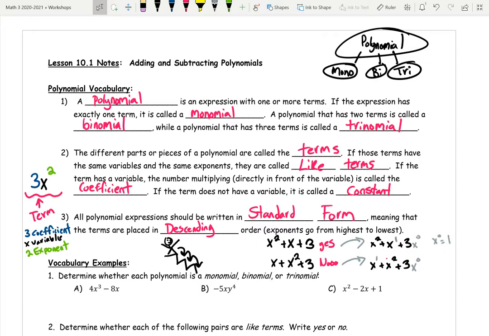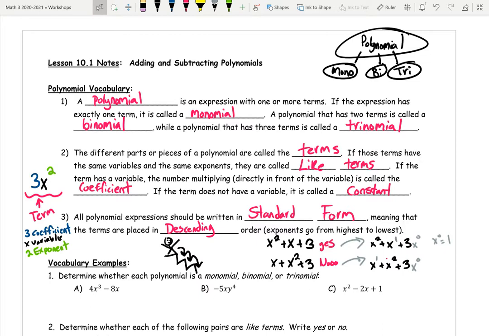A polynomial is an expression with one or more terms. If it has one term, it is a monomial. If it has two terms, it's called a binomial. And if it has three terms, it's a trinomial. So I just really need you to know that all of them are considered a polynomial. A monomial is a polynomial.